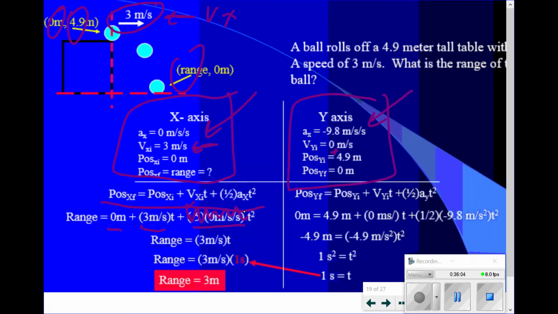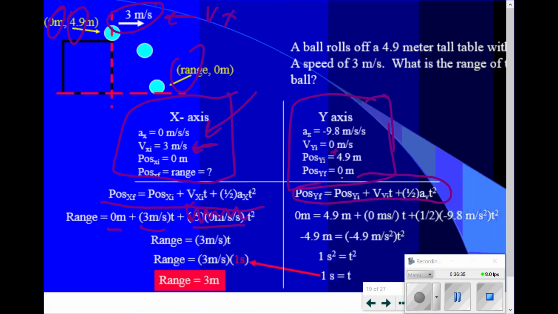This is the same scenario that we had when we had the two-dimensional uniform motion where you had boats crossing rivers. So just like there, I'm going to simply look at the other side of my t-chart. In this case, I have to look at my y-axis motion. For the y-axis, I know my initial and final positions. I know my initial velocity, acceleration. I'm looking for time. So again, I'm going to have to use the position formula.